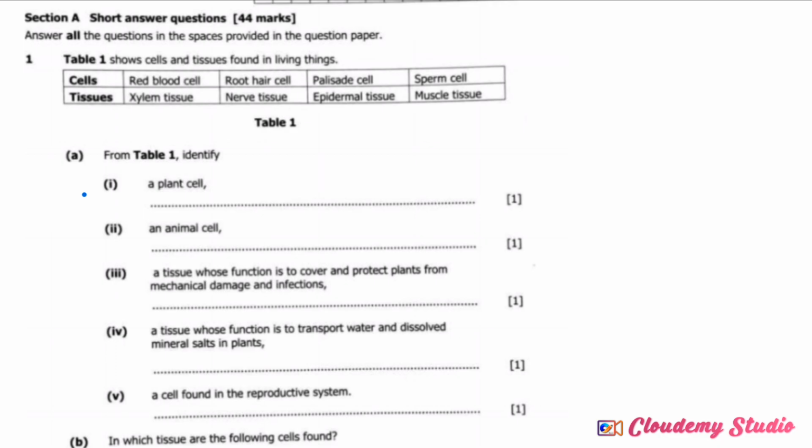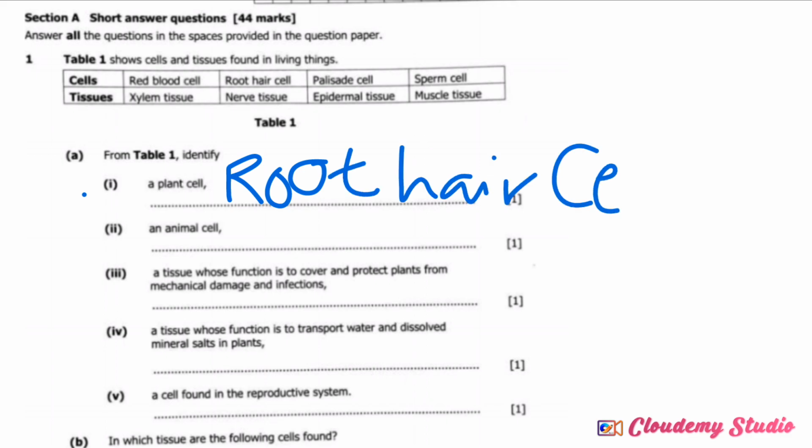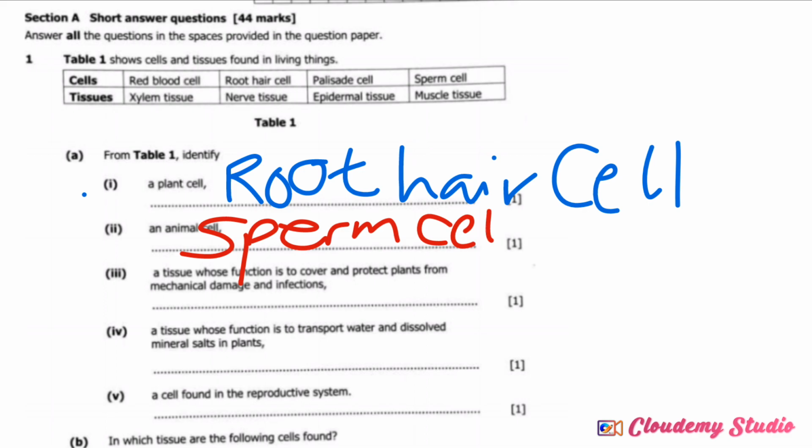So under plant cell, there are 2 plant cells there. There is 1 mark. So you can just give 1. So I can put root hair cell. Root hair cell. That's a mark. Okay? So my answer, I've given root hair cell. It is a mark. Then the next question is an animal cell. Animal cell, sperm cell here. Sperm cell, it is from animals. So sperm cell qualifies to be an animal cell.